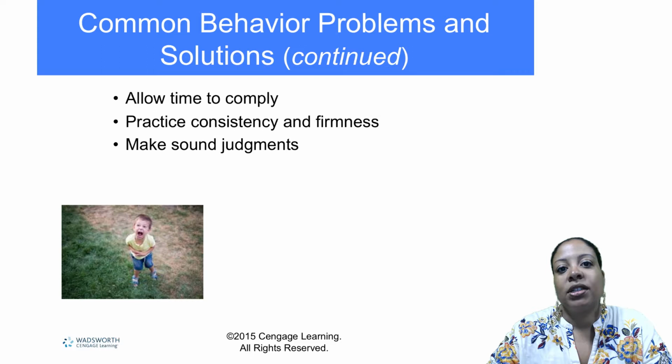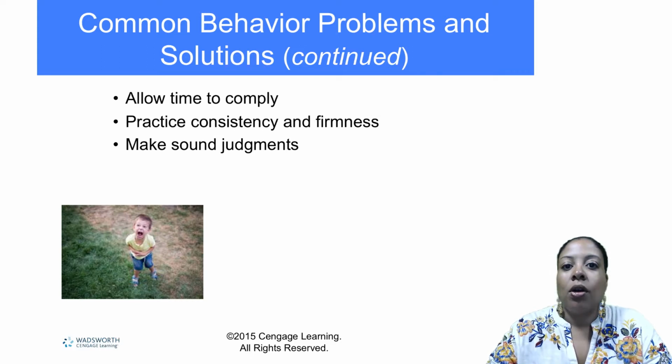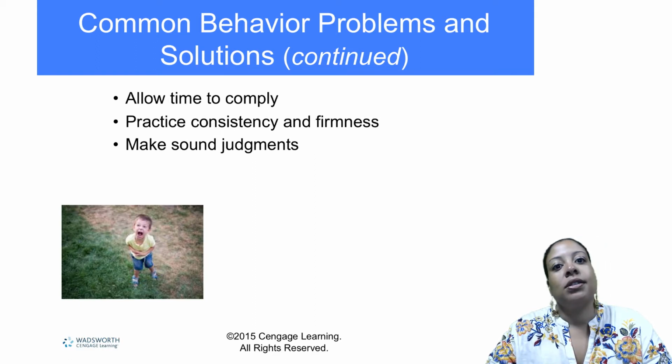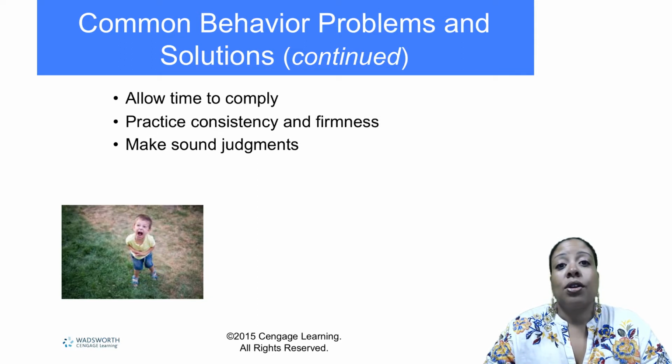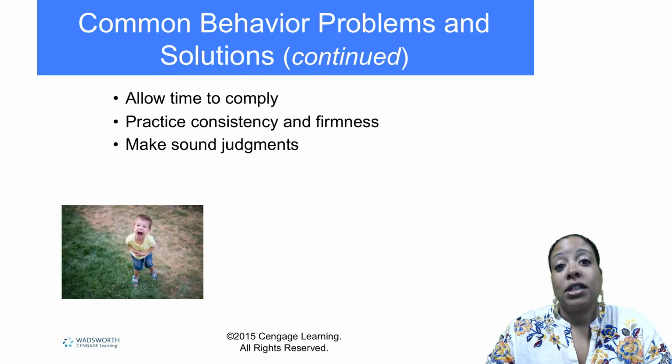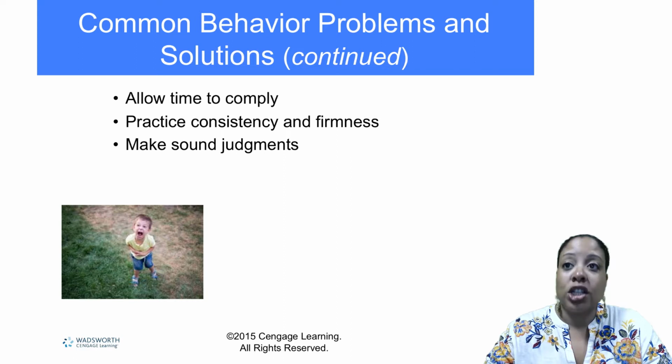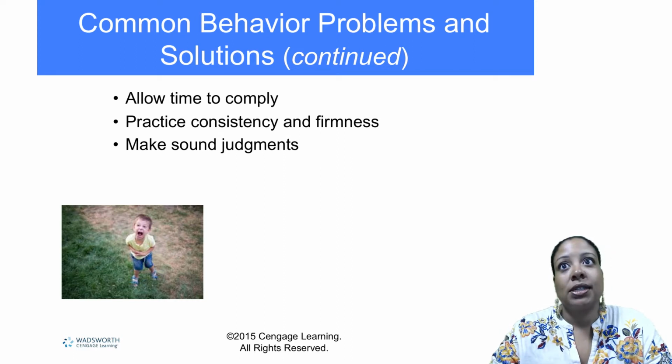Allow the child time to comply. If we're asking a child to change or modify a behavior, to regulate their emotions, etc., then we need to give them time to do it. Practice consistency and firmness. Really, really important. We need to practice doing it. It's hard because we get busy. So practicing consistency and firmness is really important for the adult in the situation as well. And then make sound judgments. Making sound judgments is also vital to addressing behavior problems and coming up with solutions.